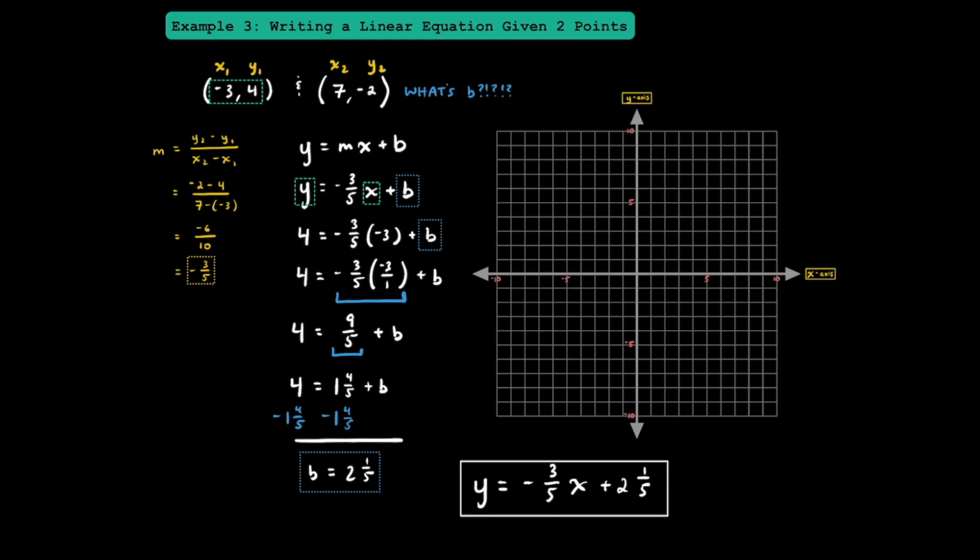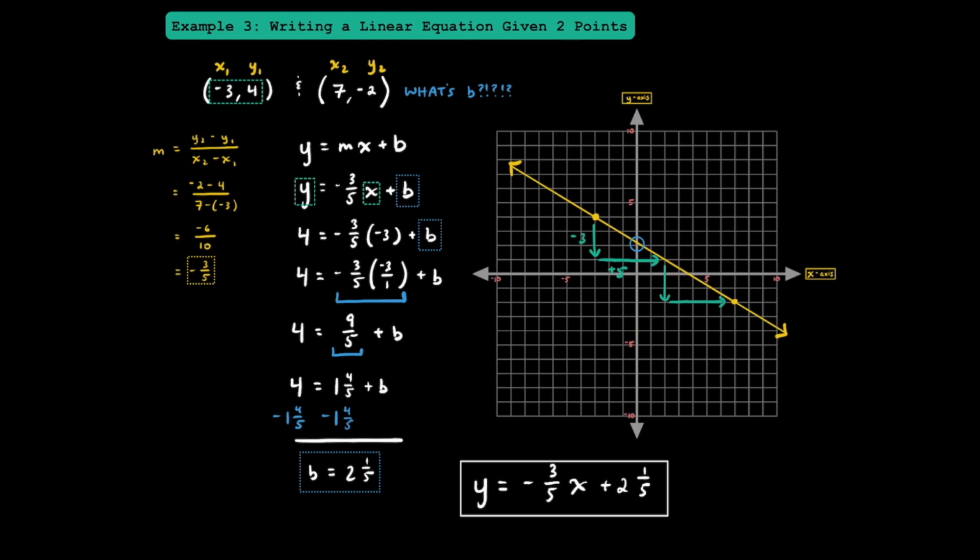Let's plot our original 2 points on the graph and see if this checks out. -3, 4 is located here in quadrant 2, and 7, -2 is located down here in quadrant 4. Here we can see our y-intercept of 2 1/5. That's a pretty good approximation. And for our slope of -3/5, we can see a vertical change of 3 units down to a horizontal change of 5 units to the right. And if we do that one more time here, we can see that we do end up on our other point.